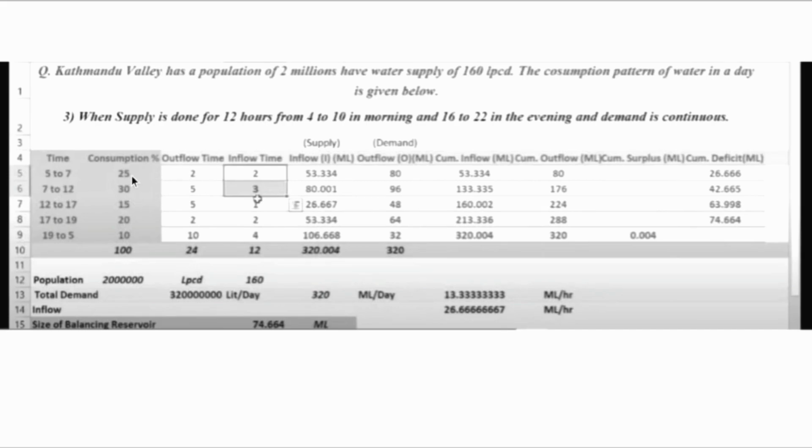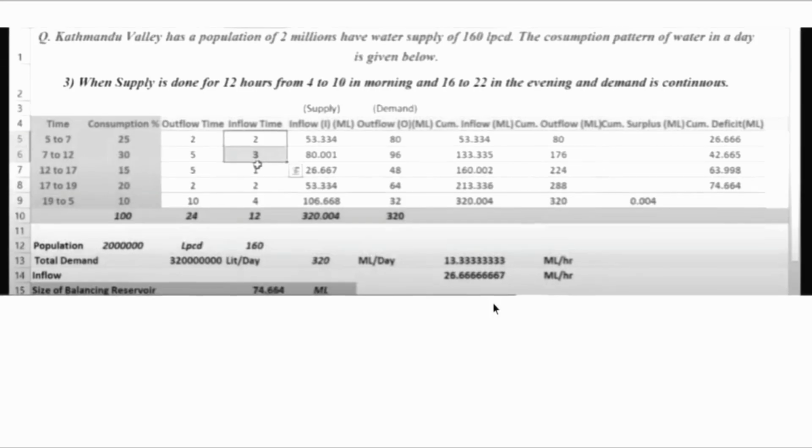Again, in this question the demand is continuous type, 25%, 30%, 20%, 10%: 320 into 0.25 is 80, 320 into 0.3 is 96, 320 into 0.2 is 64, 320 into 0.1 is 32. Same calculation, but the inflow is only given for 12 hours, that is 320 divided by 12 into 4, which is 106.668. The inflows and outflows are calculated as in question number 1. The maximum peak cumulative deficit is 74.664 and the cumulative surplus is 0.004, so 74.664 plus 0.004 is the capacity of the balancing reservoir.